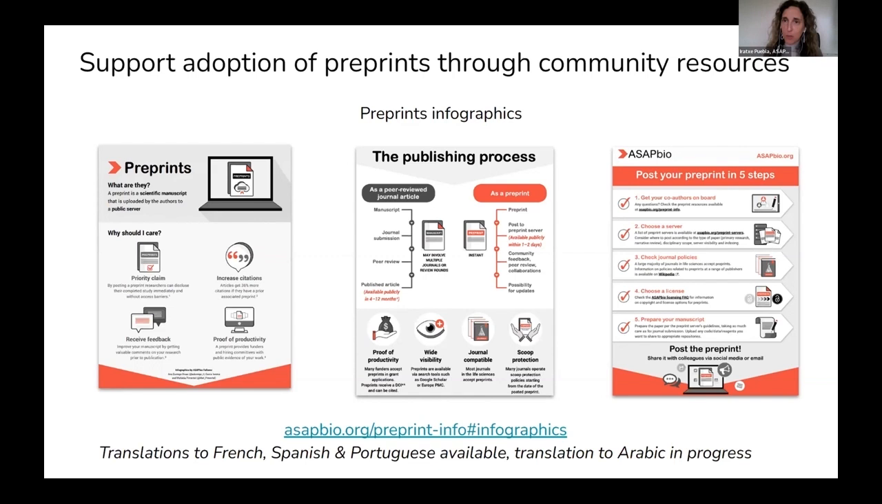We also have translations for these infographics, and in fact, we are very open to community translations for these files. If any of you is interested, please do reach out. We are in contact with some community members who are helping with translations to Arabic, but we very much welcome additional contributions to this.